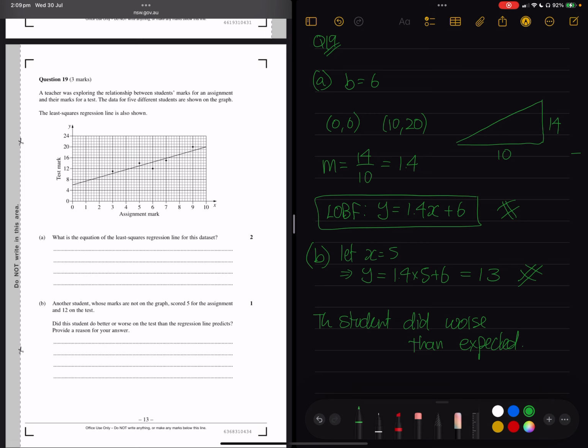We should note that this student is not listed in the data set, in the actual data to begin with. This is an extra student. So they did worse, and this is the reasoning. So this is question 19.